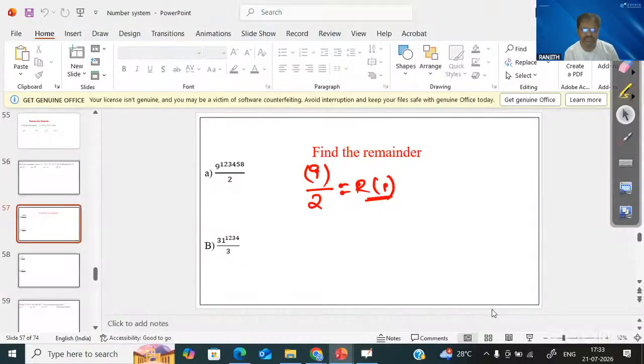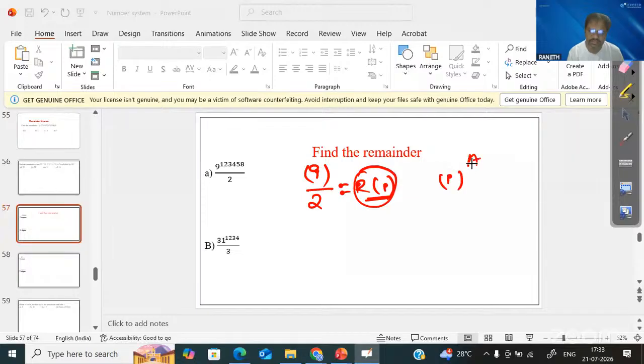9, we are having number of times. When we divide 9 by 2, we are getting remainder 1. 1 power anything will be equal to 1. When we divide 1 by 2, remainder is 1 only.